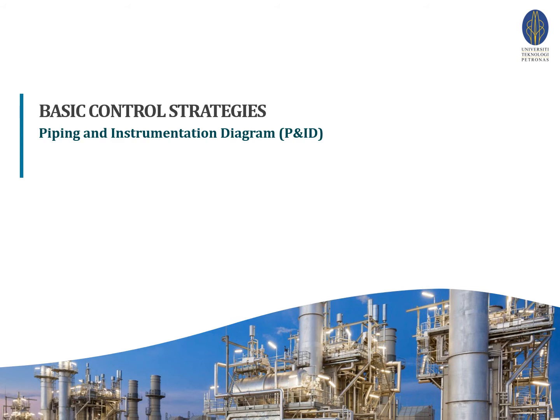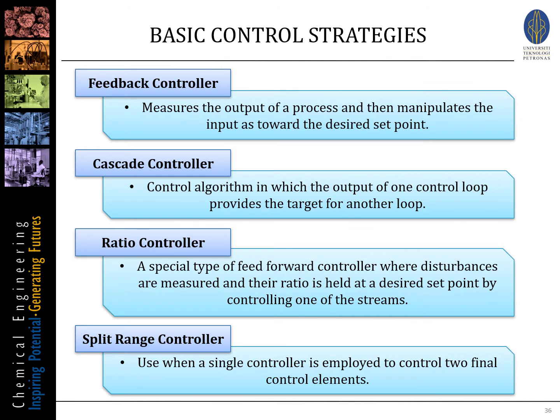There are 4 basic control strategies that we are using for our project. The controllers are the feedback controller, cascade controller, ratio controller, and lastly the split range controller. Each of the controllers has its basic working principle stated here, but the purpose is the same, which is to drive the control variable to its desired set point. We will have a look at how each controller works through an example of a unit process.